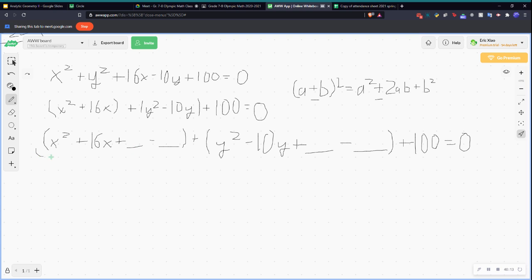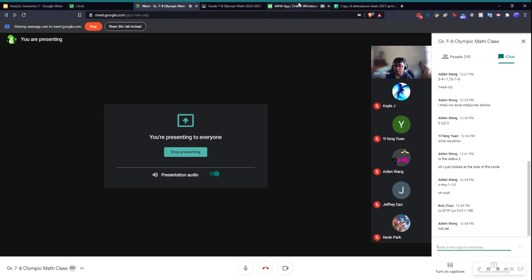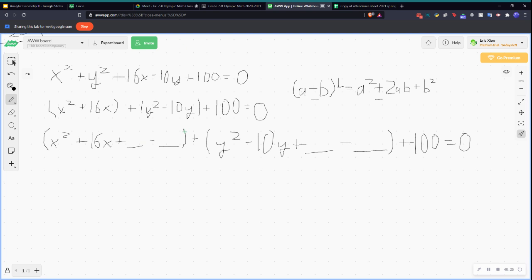So let's look at the first bracket. Can someone tell me what to put in these blanks right here? Does anyone know what to put in there? So for these two brackets, we have a. A would be x. So this whole thing is 2ab, and this will get you your b squared. And this will also be your b squared, right, for this as well.